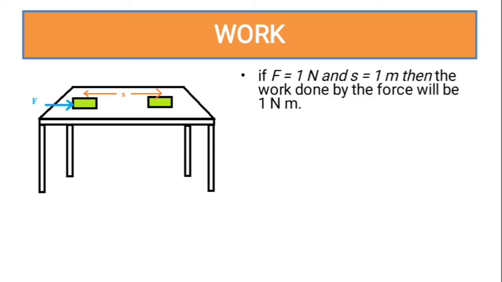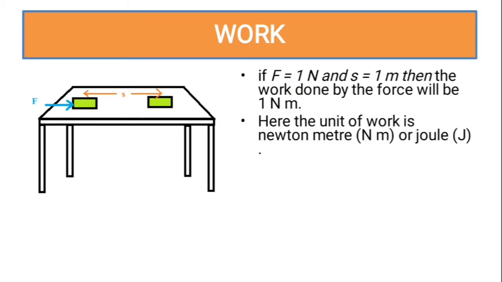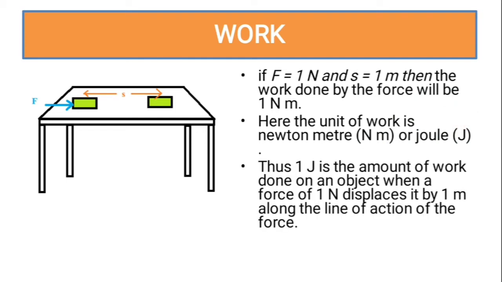Now, unit wise we will see. If F is equal to 1 Newton and s is equal to 1 meter, then work done by the force will be 1 Newton meter. Now, the unit of work, 1 Newton meter, can also be written as joule. In fact, most of the time we use joule as a unit. Thus 1 joule is the amount of work done on an object when a force of 1 Newton displaces it by 1 meter along the line of action of the force. So if you are applying a force of 1 Newton and there is a displacement of 1 meter, then you can say that yes, the work done is 1 joule.